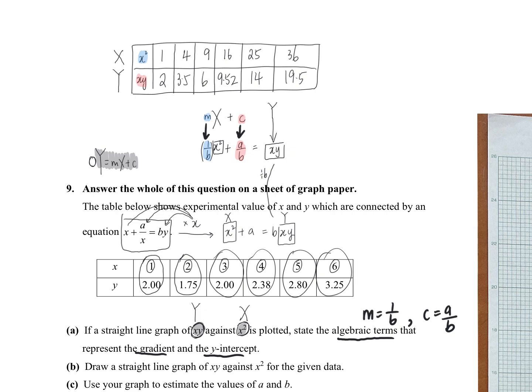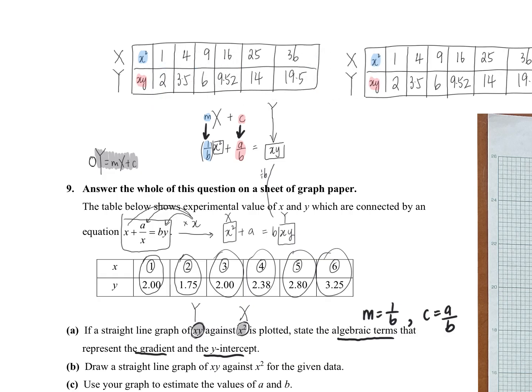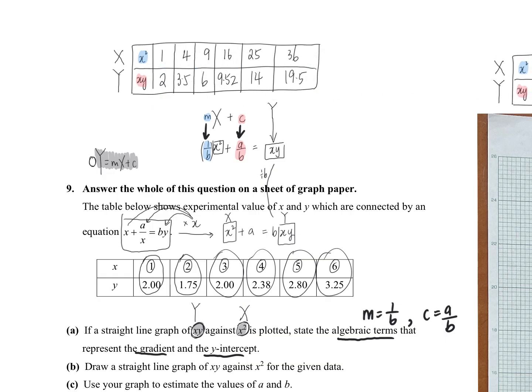So XY is the new big X. XY is the new big Y. Oh, sorry. Okay, so the next part is deciding on the scale. If they never tell you, you just make sure you decide on a sensible scale.